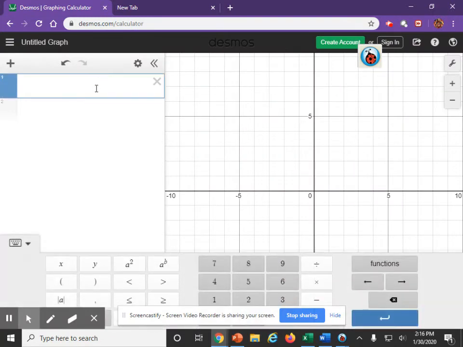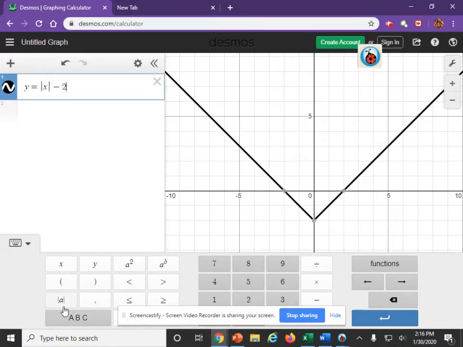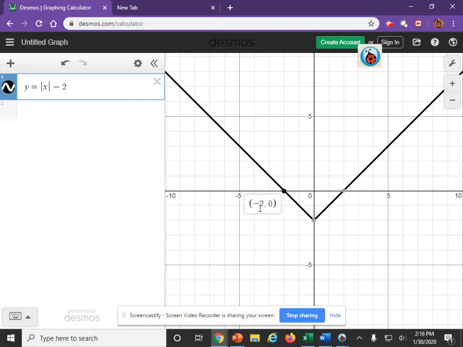All right, so I need to type it in. So y equals, all right, and if you bring up your keyboard, absolute value is down here right above A, B, and C. x, close the absolute value, so I click it again, -2. All right, now I need to know what the answer is. Now, if I go here over to my graph, and I go right here and I click, okay, at -2, okay, I can see that my answer is 0.